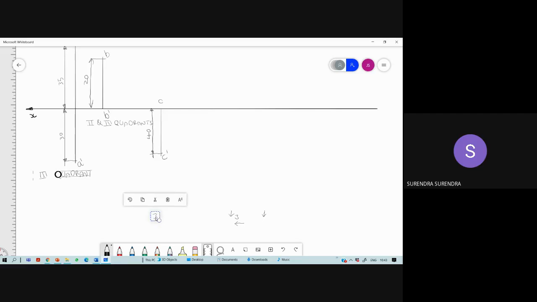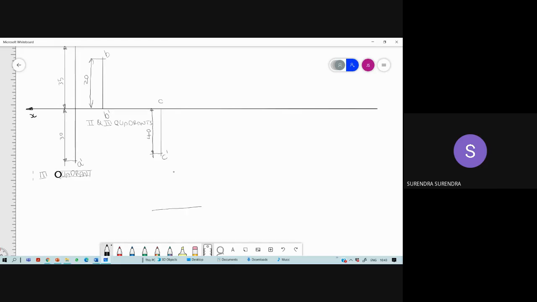So first, where is C dash? Always check the front view first. Front view below XY line. So as the front view is below the XY line, what does it indicate? The point is below HP.